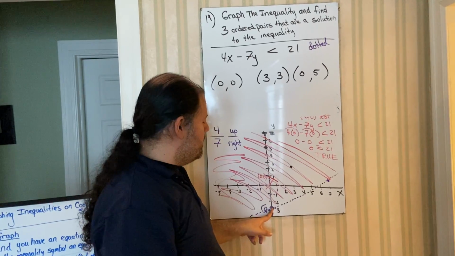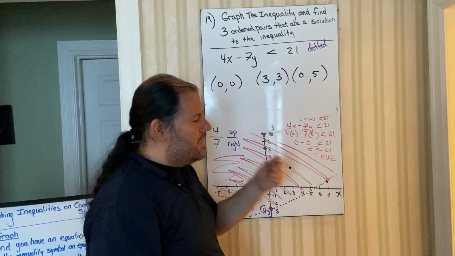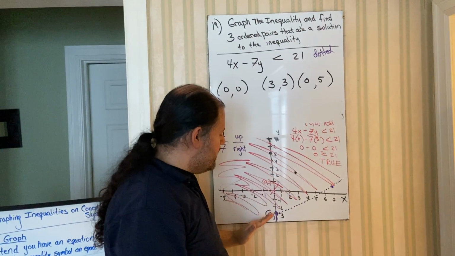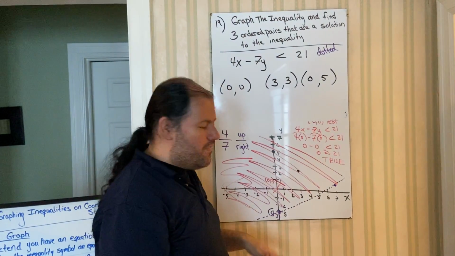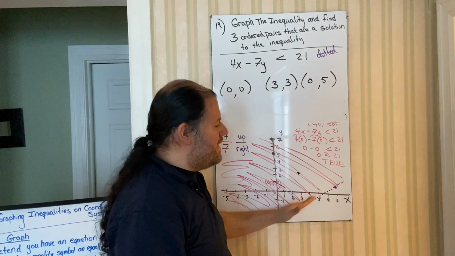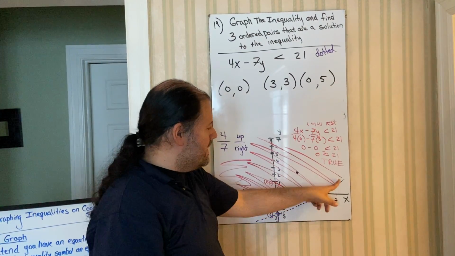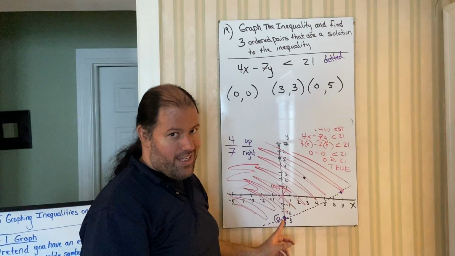Why don't pick anything on the boundary line? Because remember, this was dotted. Dotted means, and that's the difference, dotted means you can get so close to this line, you just can't land on it. Versus solid means you can land on it. That would be a solution point. So when you see dotted, never ever pick any point that's on the boundary line as a solution.